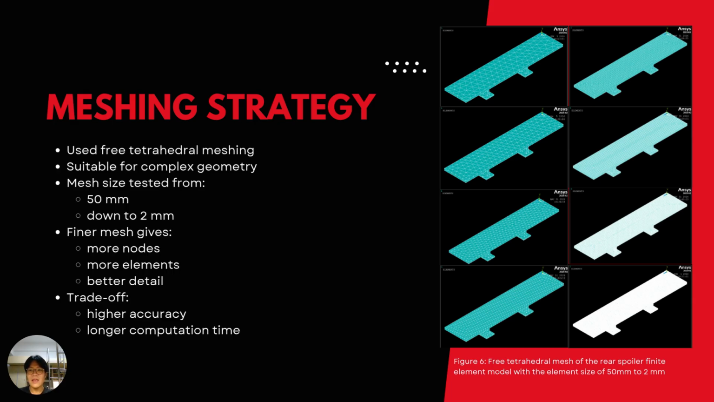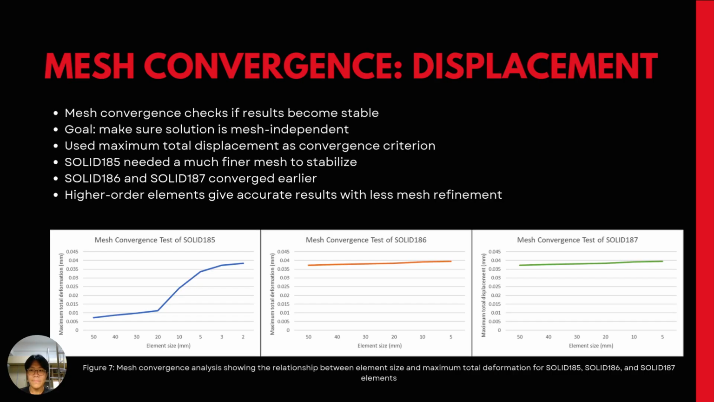For all 3 setups, I used a free tetrahedral mesh. This was chosen because the geometry is complex and includes intersections between the wings, brackets, and base plate. So a structured mesh would be more difficult to create here. I tested mesh sizes from 50 millimeters down to 2 millimeters. A finer mesh improves accuracy because it captures geometry and stress variation in more detail, but it also increases computation time. So a balance between accuracy and efficiency is needed.